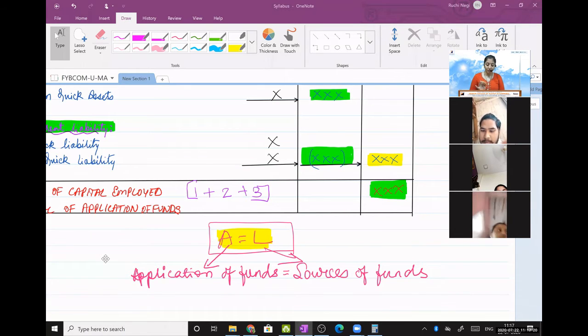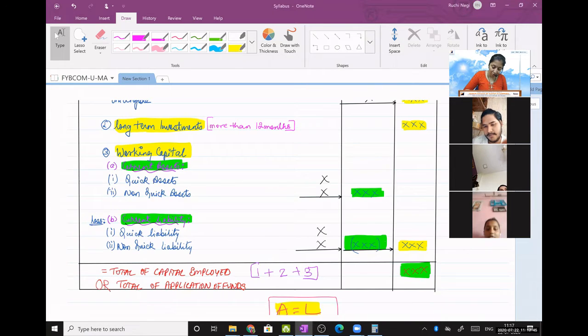Any doubts, please write it in the chat box. I will clear it up. But don't keep any doubts pending of the first chapter. Otherwise, you will never understand the second chapter. The second chapter is connected to the first chapter. So assets equal to liabilities. The statement is clear to everyone. So the vertical balance sheet is clear to everyone.